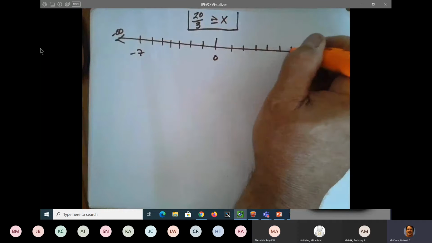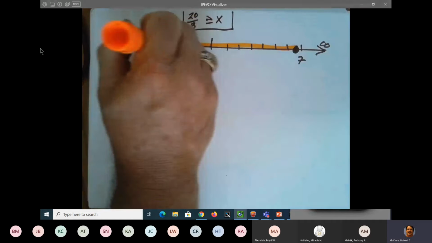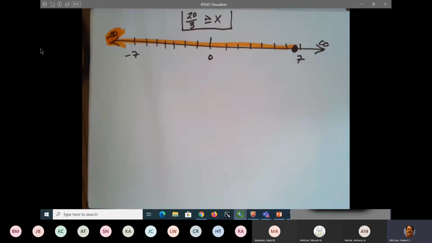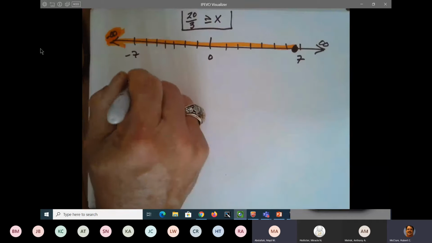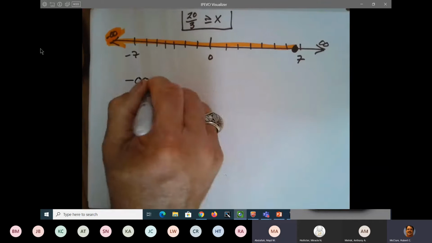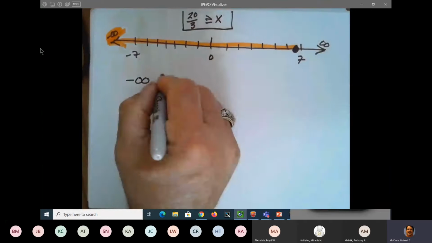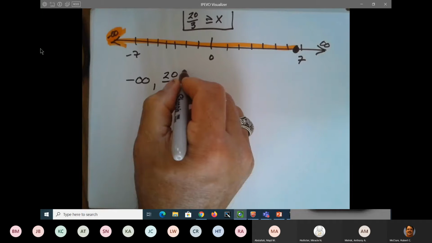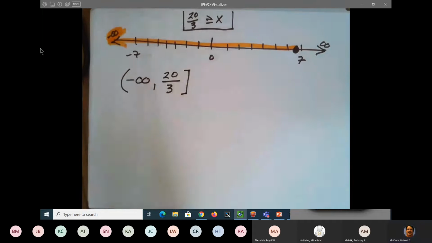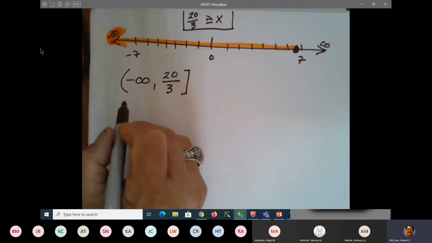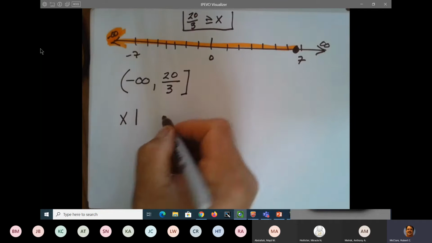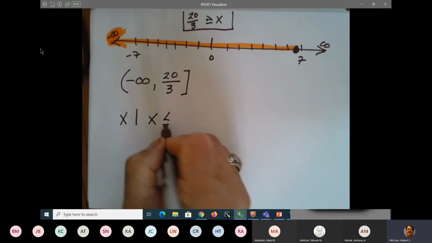So I'm going to shade anything to the left, which includes negative infinity. So with interval notation, I read from left to right, unless you're from the Middle East. Masalama, that's the word they taught us in military. Masalama means walk in peace or go in peace, doesn't it? Negative infinity to 20/3. And set builder notation is x such that x is less than or equal to 20/3.